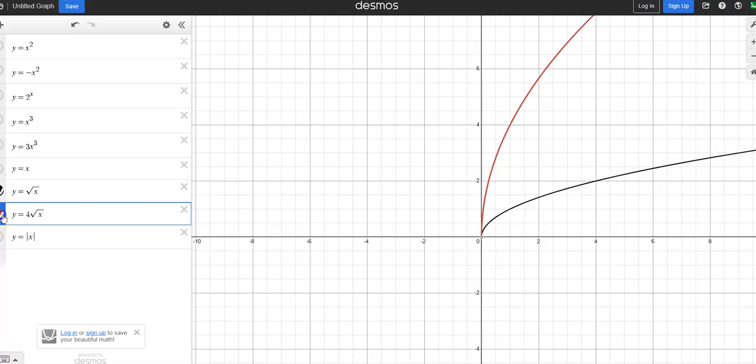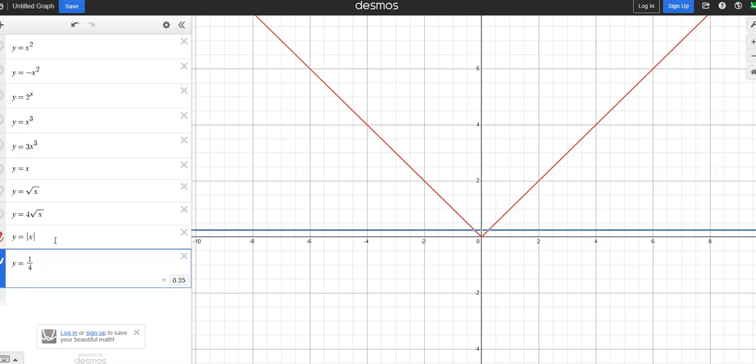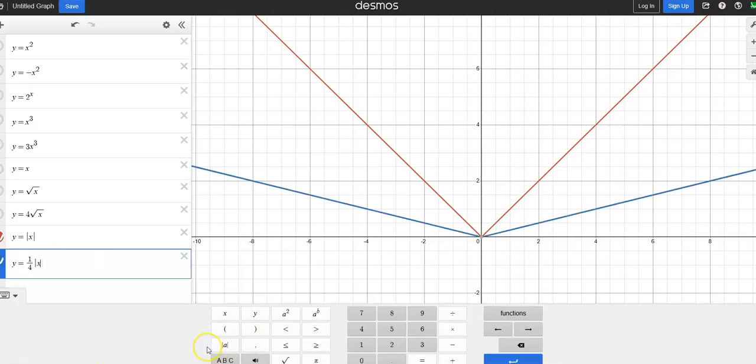Hopefully you guys have an idea with this, but I've got my absolute value, that's this graph. And then I'm going y equals 1/4 times the absolute value of x within this. If you guys notice, my red line is my parent function. My blue line is now that transformed one. This one's not getting skinnier, it's getting wider vertically.